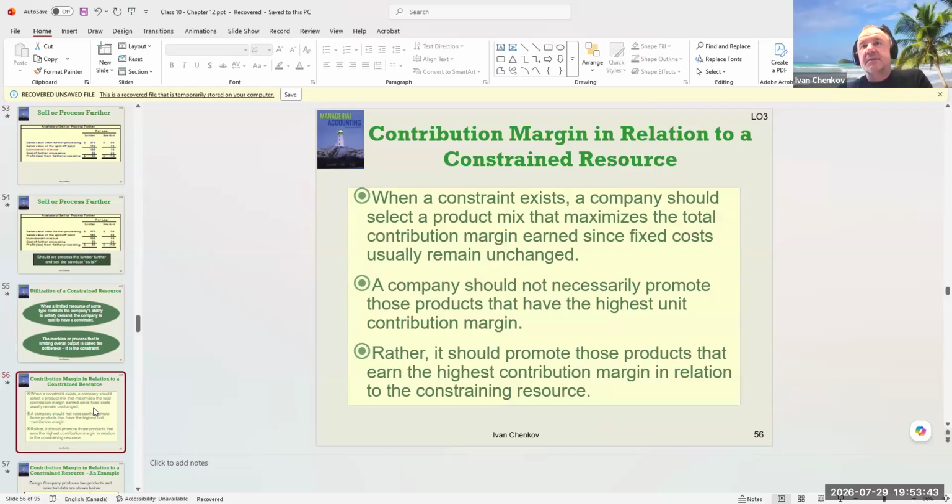When the constraint exists, the rule is that the company should not focus on the product that generates the highest contribution margin, but should focus on the product which produces the highest contribution margin within the constraint. So if you want to maximize our profit, having in mind that the fixed costs are most likely already covered, we should focus on the product which gives us the highest contribution margin within the identified constraint.